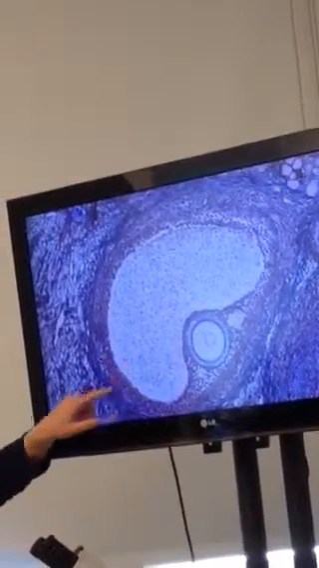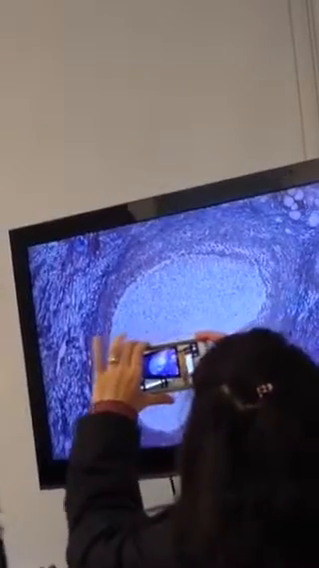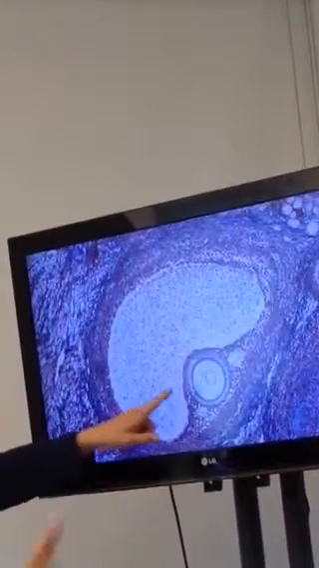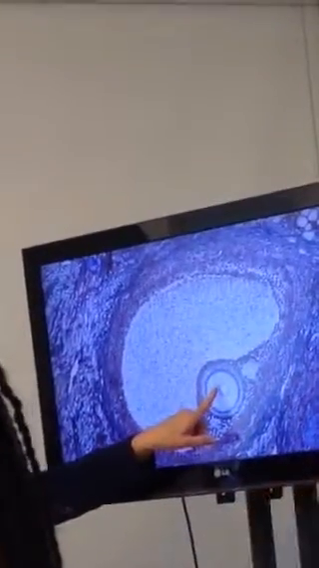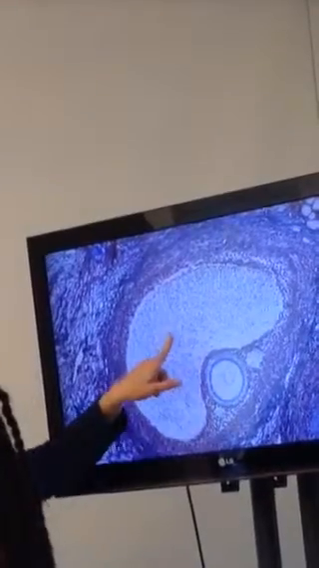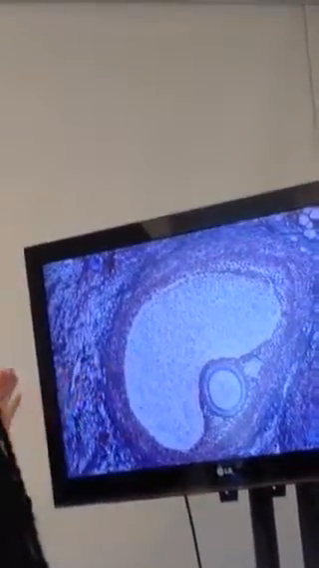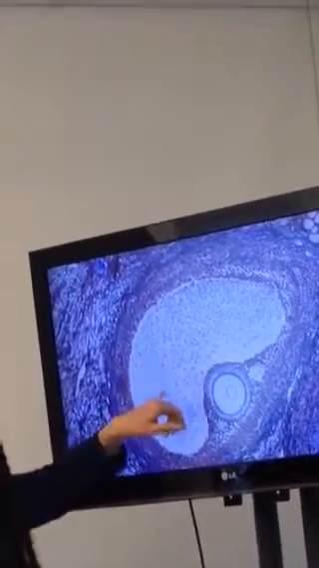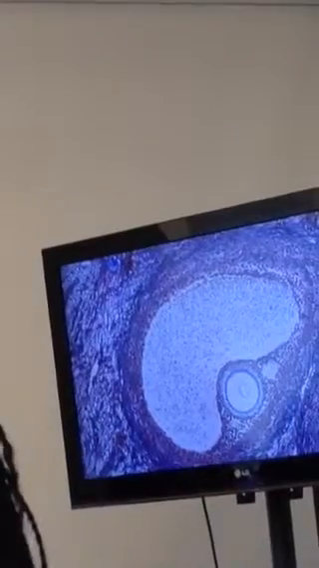So what do you have to know about it besides that? You have to know the oocyte, or like I said, you can call it ovum or egg, that's fine. You have to know the antrum, that's the big cavity here. It's filled with fluid, they call it follicular fluid. And then you have to know the granulosa and theca cells.